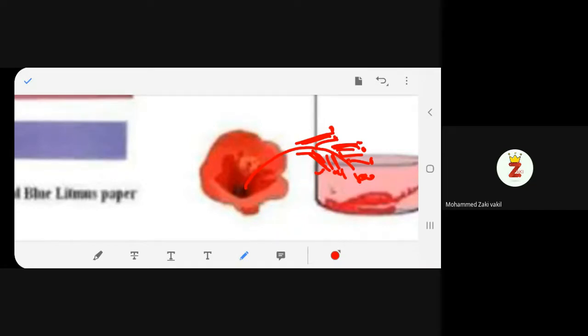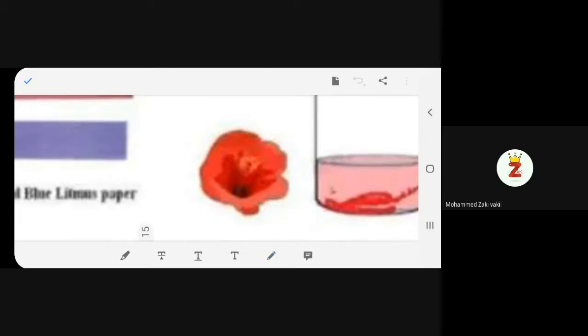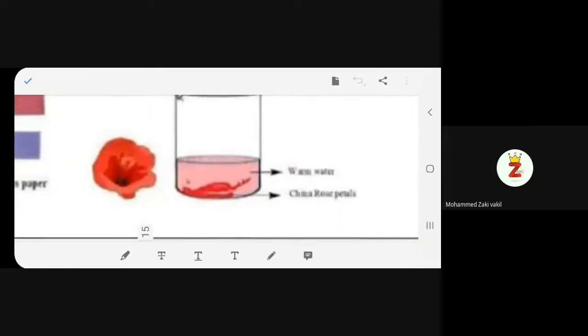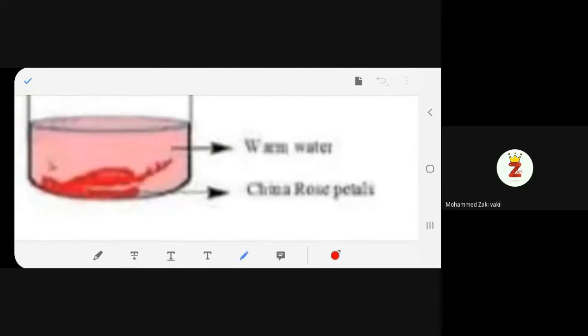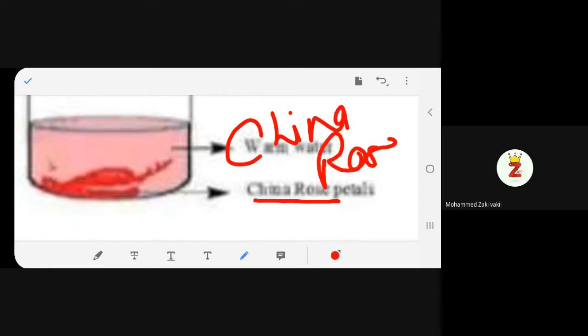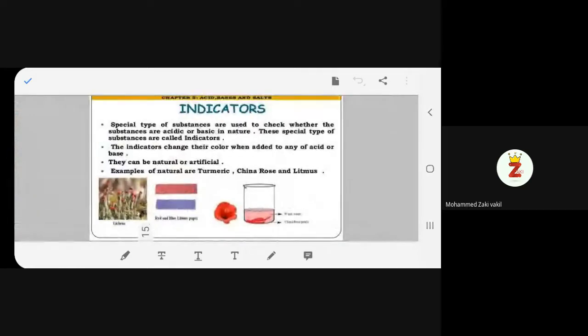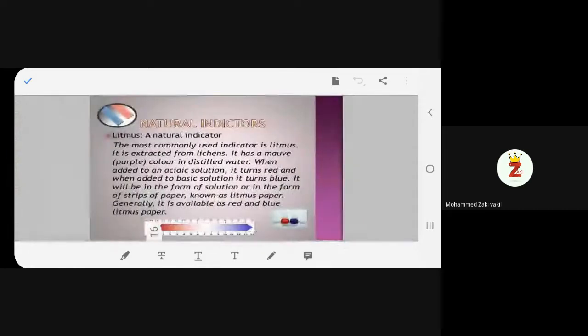Is it clear? So the other name is China rose. What is the other name, beta? China rose. So hibiscus. The other name is hibiscus plant. So these are the natural indicators. Is this clear to all of you?